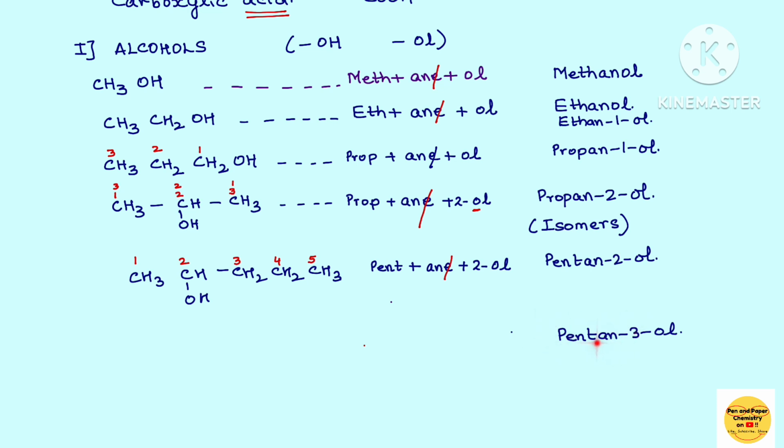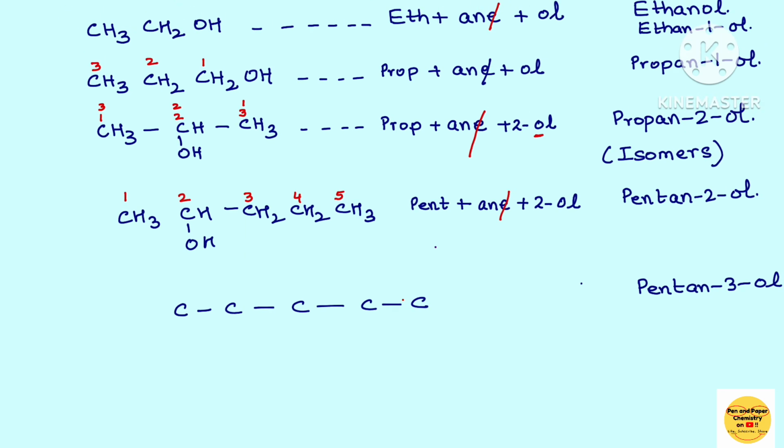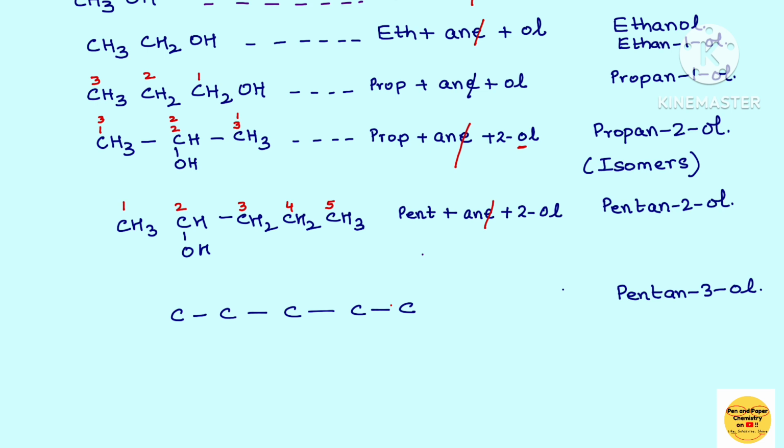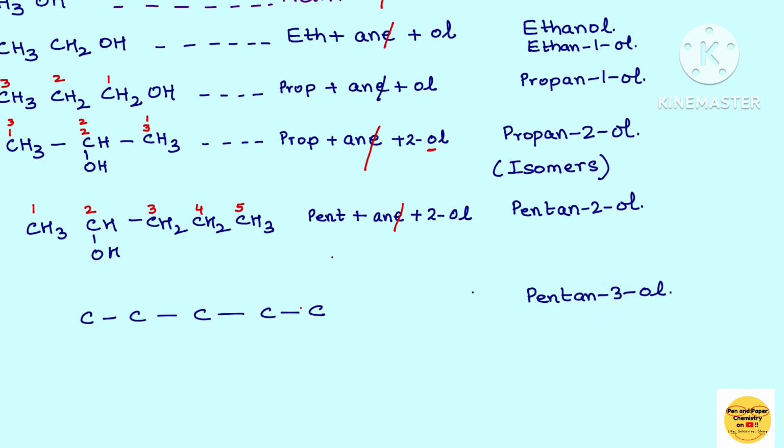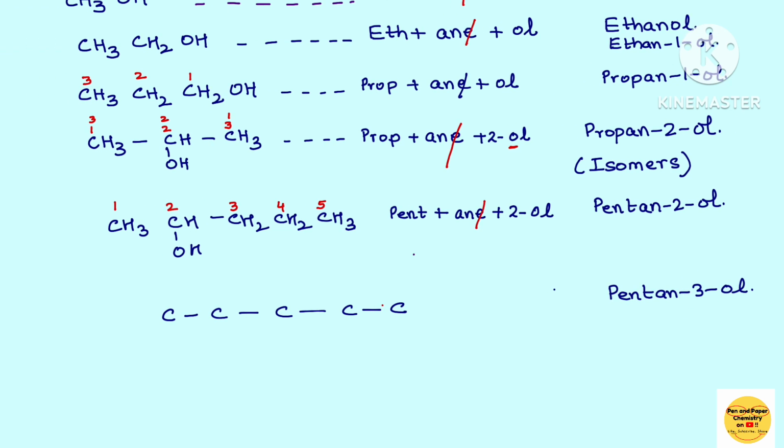Pentane. Yes, pent. Pent means I have to draw 5 carbon atoms in a chain. That I've got now. 1, 2, 3, 4, 5. Right? Ane means there is no double or triple bond in this chain. 3-ol, that means at the 3rd carbon atom. Now here I have only got a chain. I'm not naming, I'm drawing. So I can start counting from the left hand side itself. 1, 2, 3, 4 and 5.